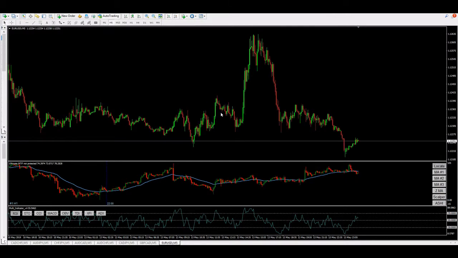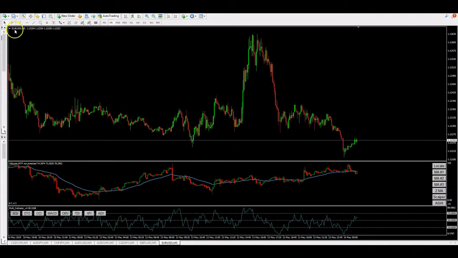Today I just wanted to go over a very simple but effective multi-time frame strategy for trading. On this particular chart, the chart is euro dollar. It's 5 minute, but here we have one of my custom indicators that I've made, or that I had made, should I say. I didn't do the actual programming.